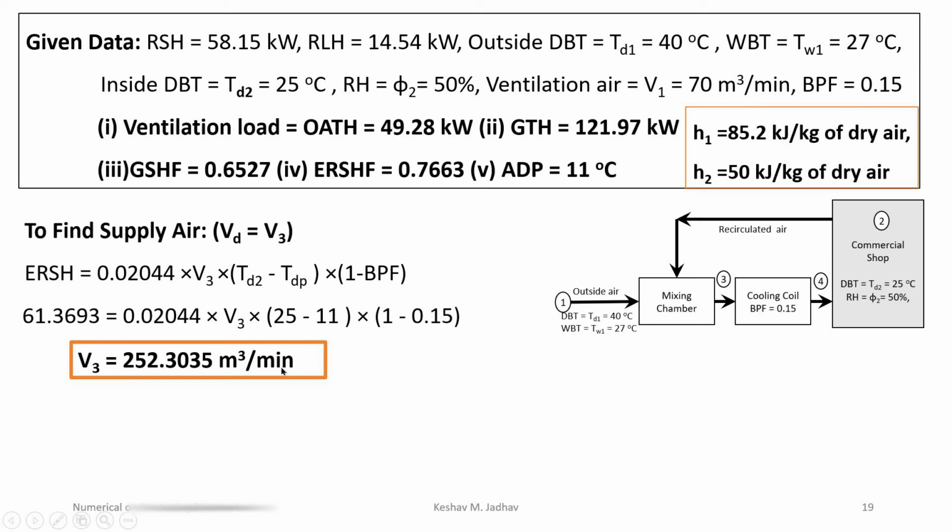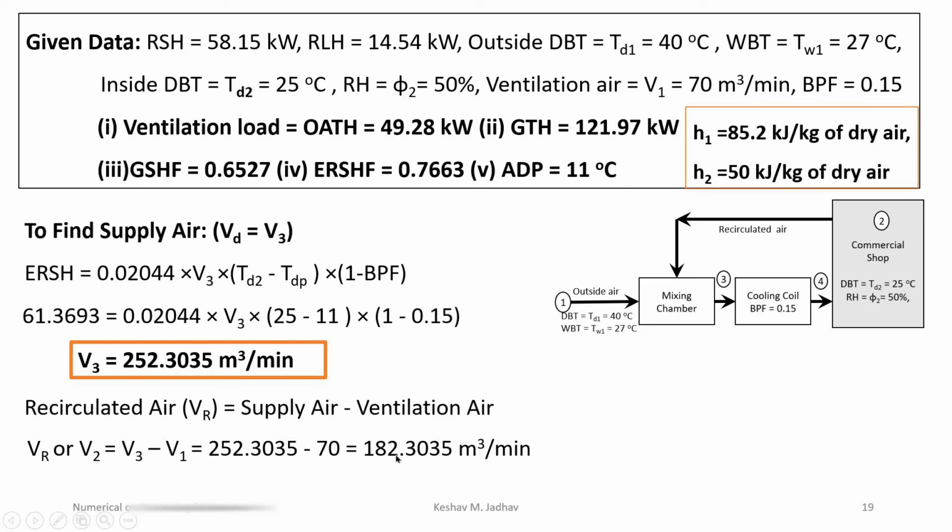So in this way, we can calculate quantity of supply air. V1 is given as 70 meter cube per minute, and V3 we have calculated. So we can calculate quantity of recirculated air. Recirculated air VR is equal to supply air minus outside air. So by putting these values, we will get V2, that is recirculated air, 182.3035 meter cube per minute.